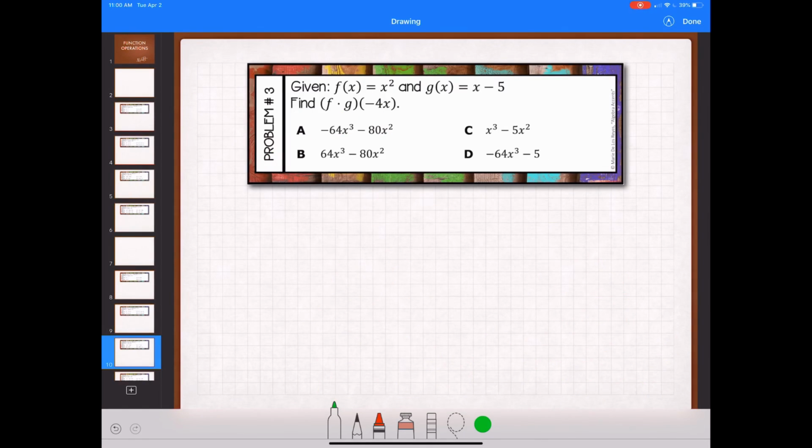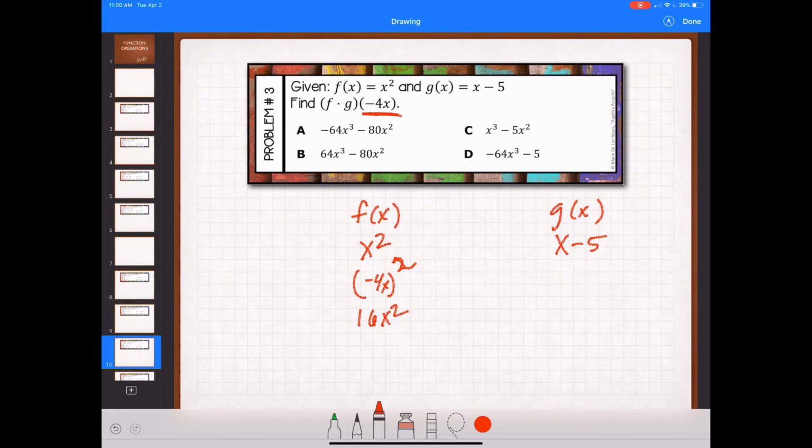Okay, next problem. We're going to take f of x, and we're going to take g of x. We're going to do them separately first. So f of x is x squared. Input is negative 4x, so I'm going to put negative 4x here. Simplify, that's 16x squared. Now I'm going to do g of x. G of x is x minus 5. I'm going to input my negative 4x. I'm going to simplify: negative 4x minus 5.